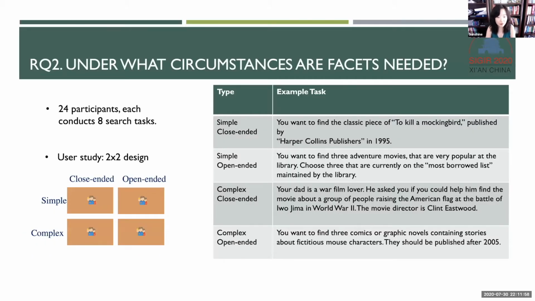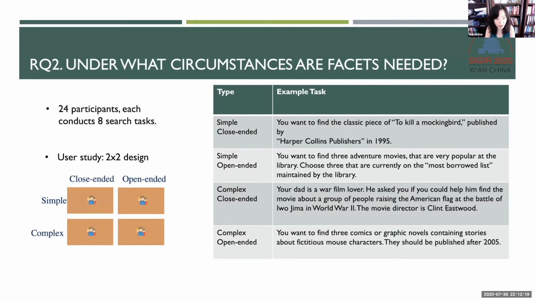So that's our first research question. And now I will talk about our second research question, which is under what circumstances are facets needed? And then we use a user study to answer this question. We recruited 24 participants into the lab, and each conducted 8 search tasks.